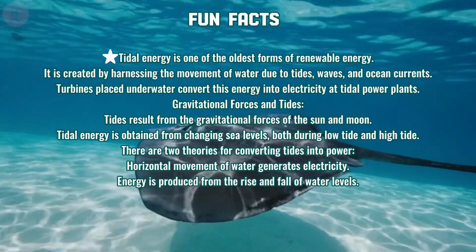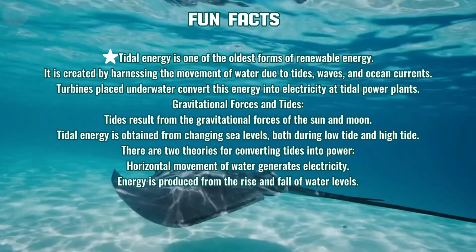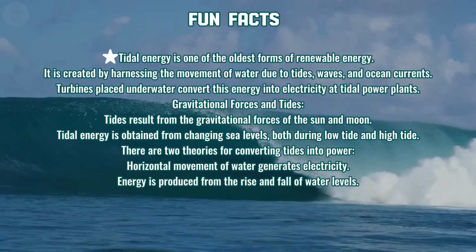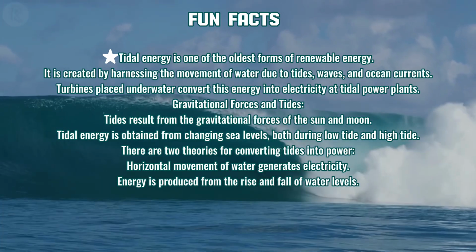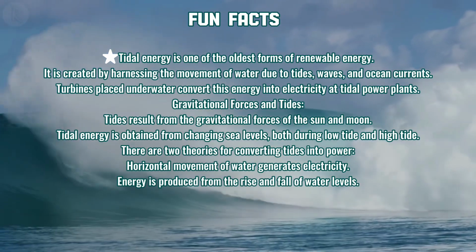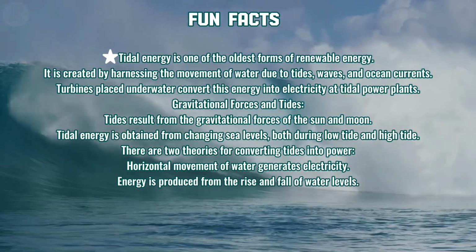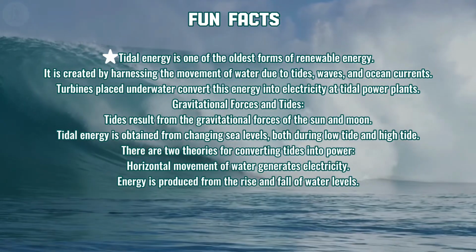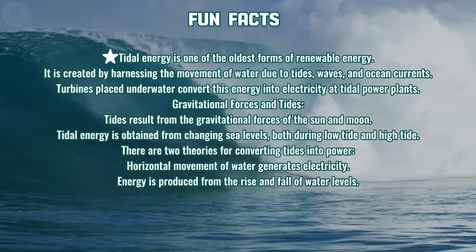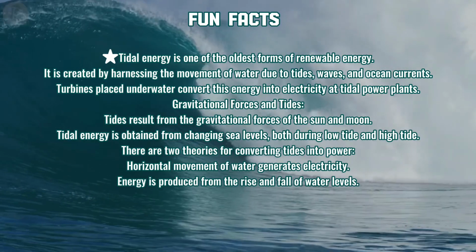Gravitational forces and tides. Tides result from the gravitational forces of the sun and the moon. Tidal energy is obtained from changing sea levels, both during low tide and high tide. There are two theories for converting tides into power. Horizontal movement of water generates electricity. Energy is produced from the rise and fall of water levels.